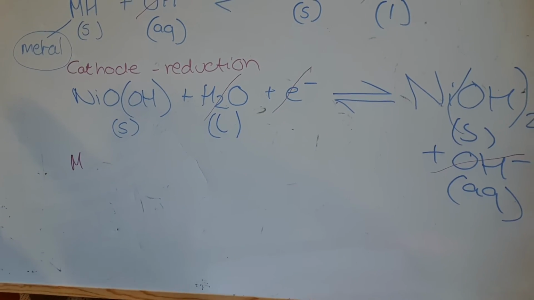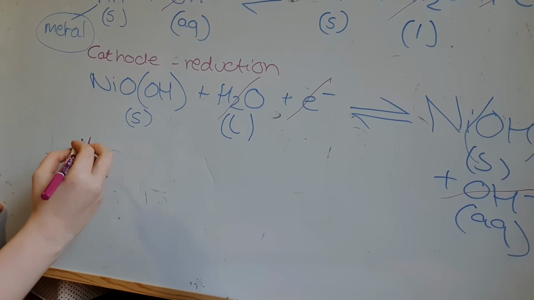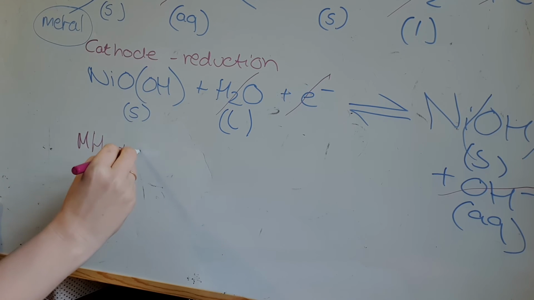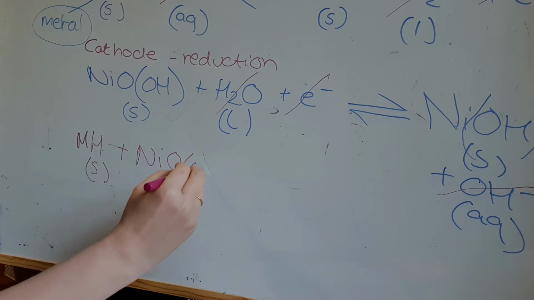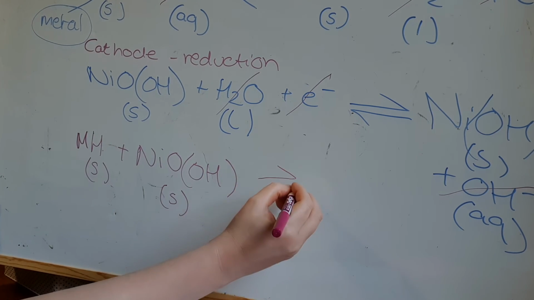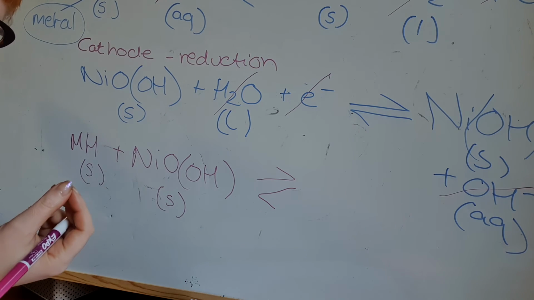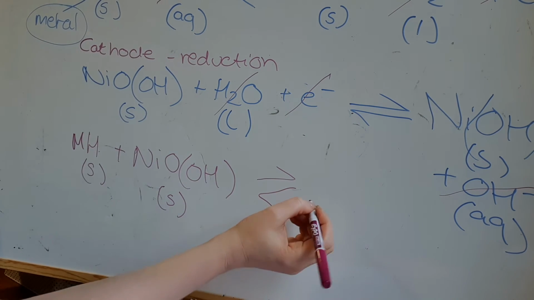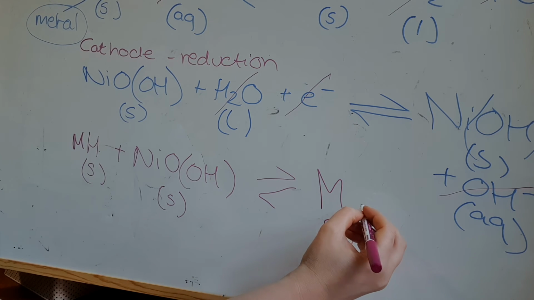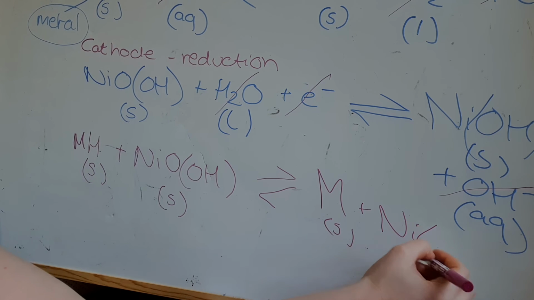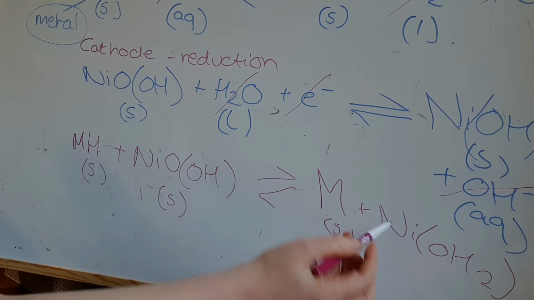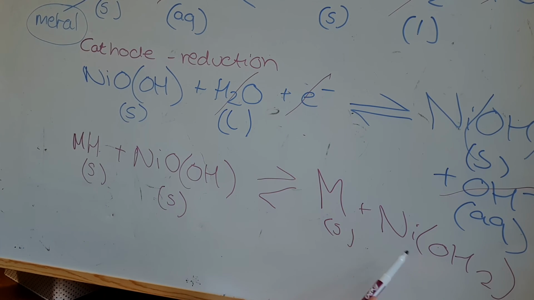This is highly technical. It's amazing. Right. So MH, which is a solid, again, don't know what the metal is, plus NiOOH, which again is a solid, this kind of pasty, gritty kind of thing. And then we end up with our metal solid and nickel hydroxide. And what then happens is we can push it the other way.